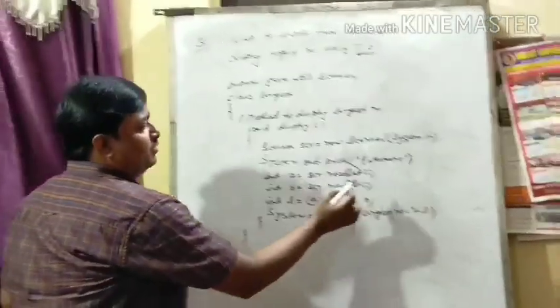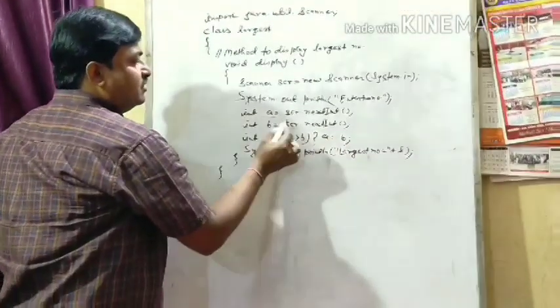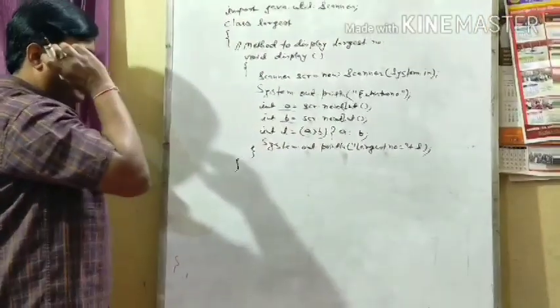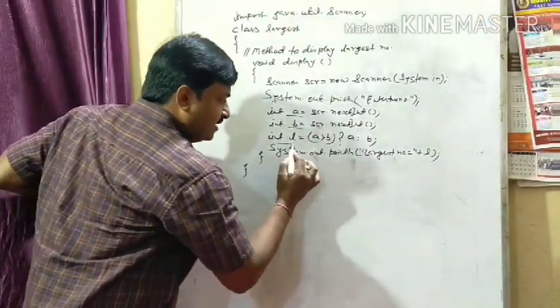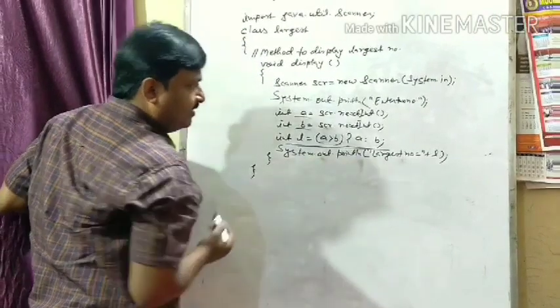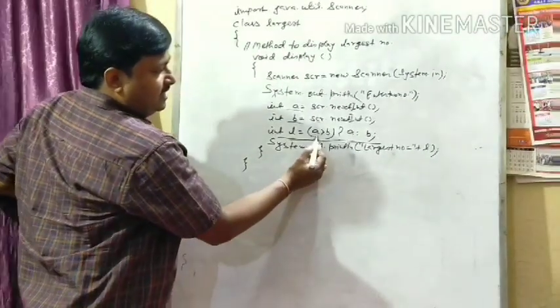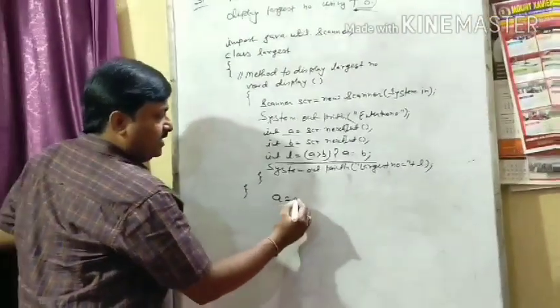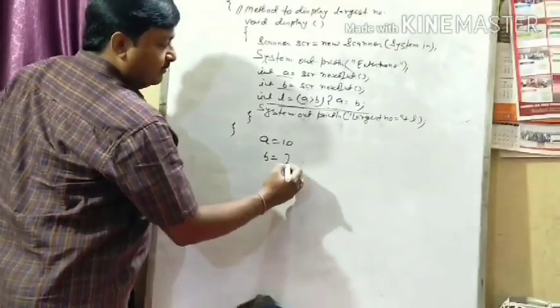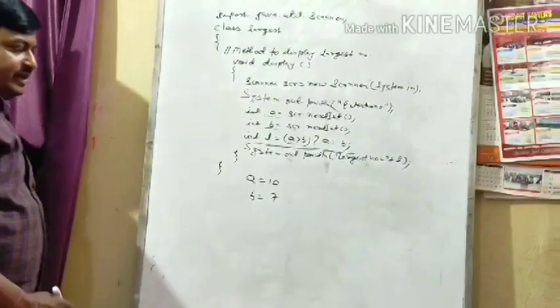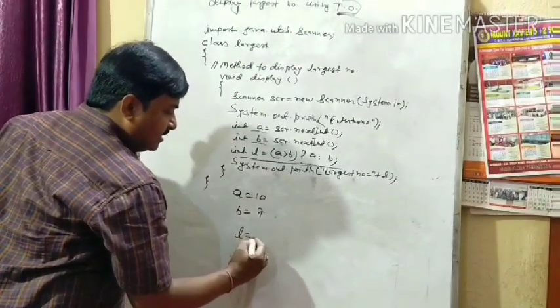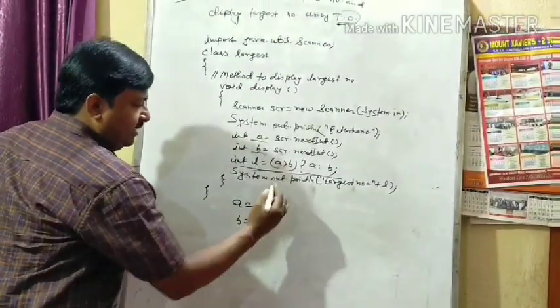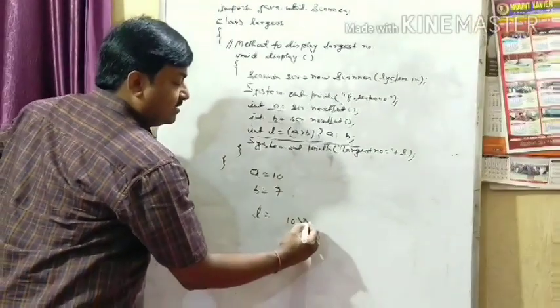So for that we will input two numbers, one stored in A and one stored in B. See, using the ternary operator here we are finding the largest. Our condition is A greater than B. Suppose the value of A is 10 and the value of B is 7. So L is equal to A greater than B, means 10 greater than 7.